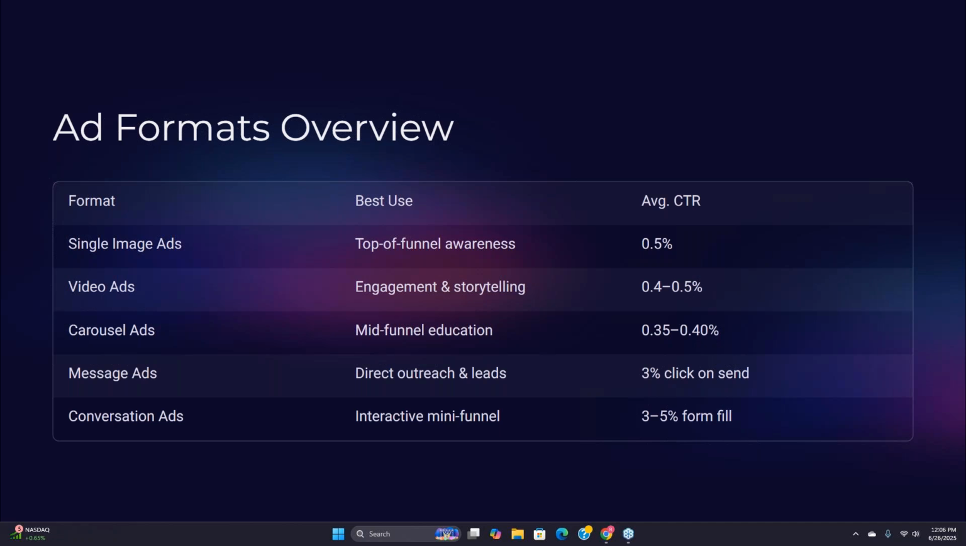Conversation ads give you the option to have a mini funnel inside the LinkedIn messaging, where, you've probably seen it before, people can click different options to answer questions and lead them down a funnel. It's an interactive mini funnel, as it says. You can get a slightly higher form fill rate, depending on the niche and industry.